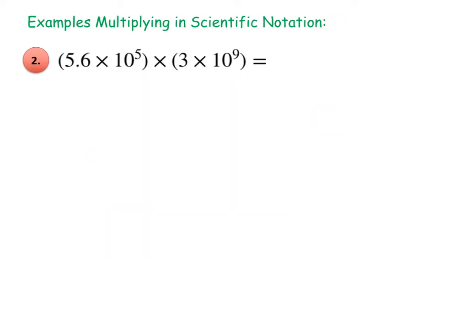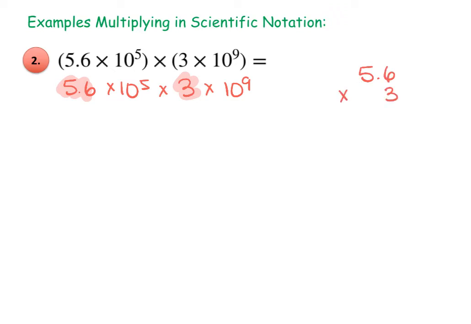Here in our second example, we're multiplying in scientific notation. I've got 5.6 times 10 to the power of 5 times 3 times 10 to the power of 9. So again, all of these terms are being multiplied together. Now if I want to simplify this, I'm going to have to multiply 5.6 times 3. So this is why we need to know how to multiply with decimals. So I've got 5.6 times 3.